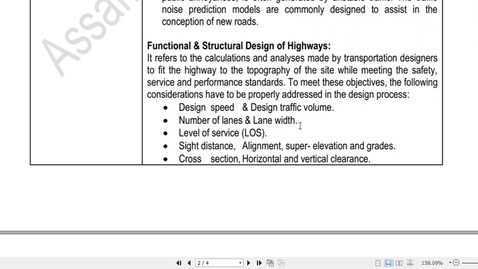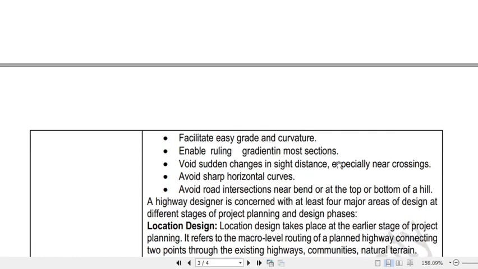Then level of service. Level of service means what the service characteristics of the road would be, whether it would be an expressway, or a national highway, or a state highway, like that. Then sight distance means the visibility ahead of the driver. Then alignment, okay, alignment means the central line through which a highway would be constructed. Then super elevation and grades, okay. Then cross section, horizontal and vertical clearances.